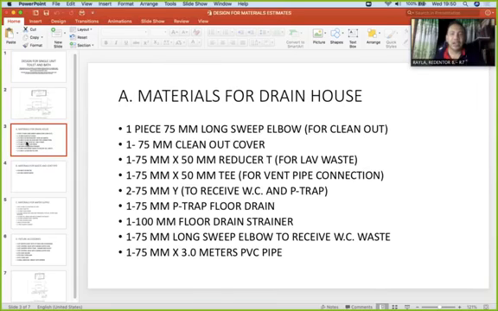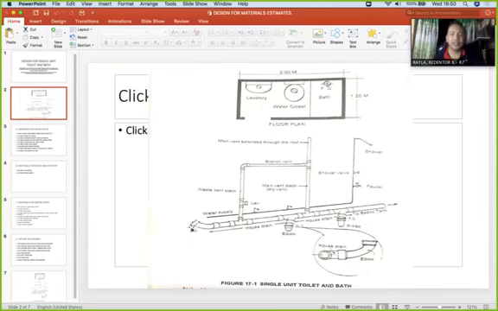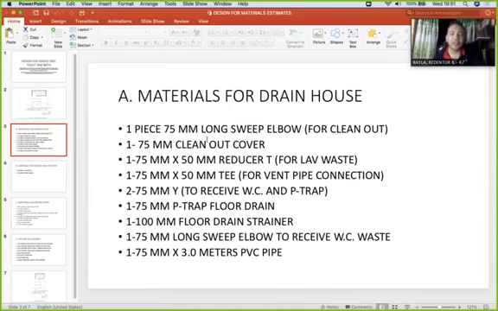Okay. For the drain house, you have a clean out. The size of the clean out is a 75 mm long sweep elbow. So where is that? We'll go back here. This one. 75 mm long sweep elbow for the clean out. That is the 75 mm.